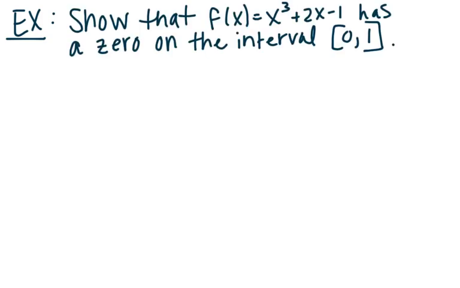Show that f of x equals x cubed plus 2x minus 1 has a 0 on the interval 0, 1. So remember, if a function has a 0, it means that there's some x value that produces a 0 as an output.